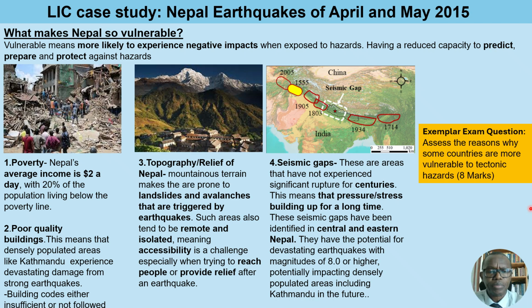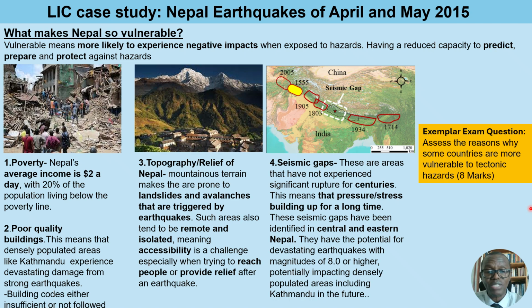Okay, then the last one is that there are seismic gaps in this area. Now, seismic gaps are areas that have not experienced significant rupture for centuries. So rupture here is referring to the thrust or the stress that is released out of, or the burst that is released out of an earthquake. So if it has not experienced a rupture for centuries, it then means that pressure has been building up for a long time.